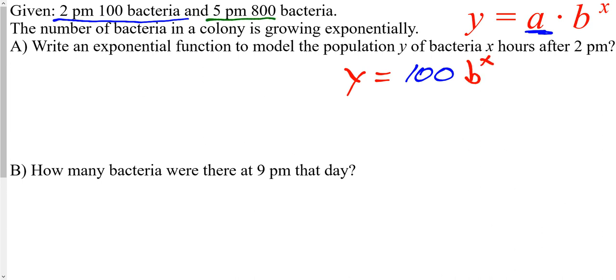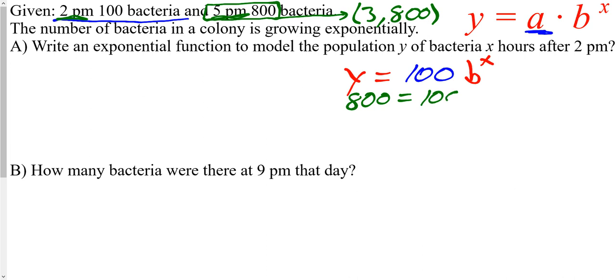Now we're going to use this. This is the point. Remember, A was 100 at 2 o'clock. So 5 p.m. is just 3 hours later, and we get this. So we're going to have a point to plug in. Once again, we have a 3 here because our 5 p.m. is 3 hours after what we started out with at 2 o'clock. So I can plug in my 800, equaling my 100 times b to the 3rd. Divide both sides by 100, I get 8 is equal to b cubed. Take the cube root of both sides, and I get 2.